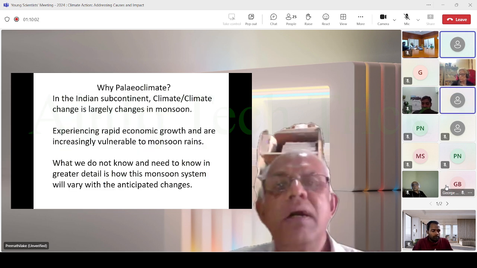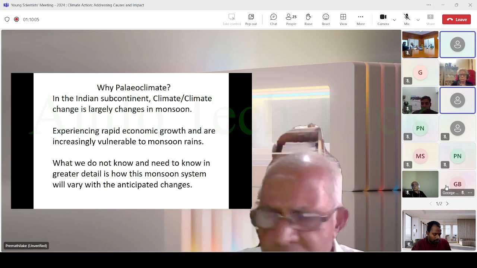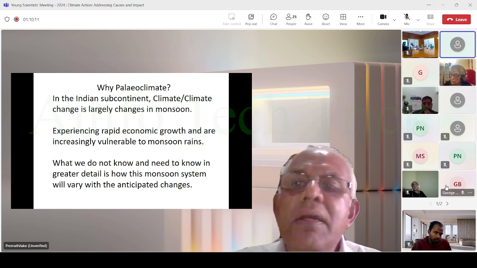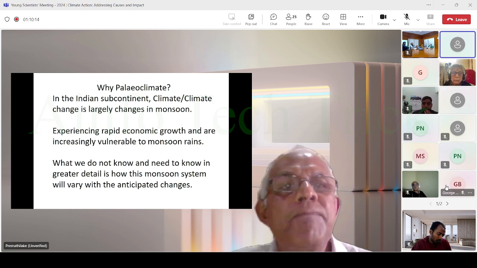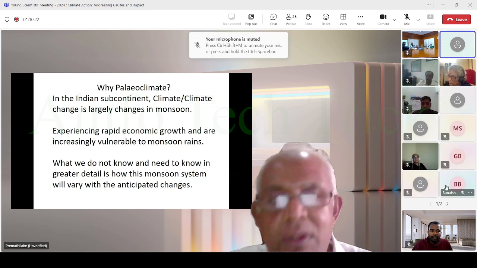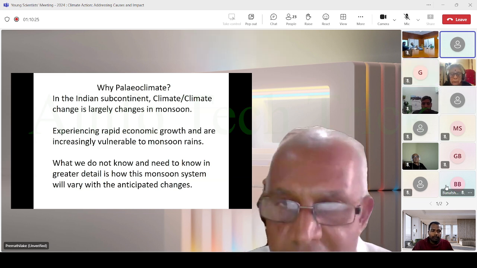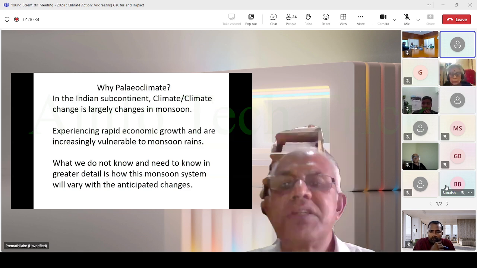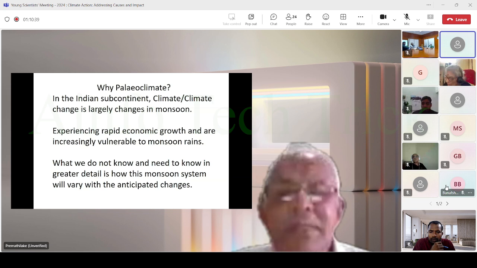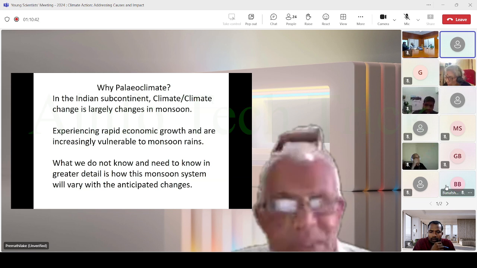Then it's better to highlight why paleoclimate is needed. Mostly we are talking about the Indian subcontinent. Sri Lanka and India are a main part of this continent, including other countries. In the subcontinent, the climate is largely changed by the monsoon system. We have a southwest monsoon and northeast monsoon in Sri Lanka, usually called Indian monsoons, which largely influence this area. Both countries, India and Sri Lanka, experiencing rapid economic growth, are increasingly vulnerable to monsoon changes, which has happened very recently, quite a heavy monsoon and monsoon-associated things which make a huge impact on our area.